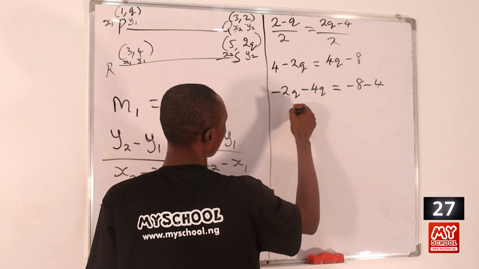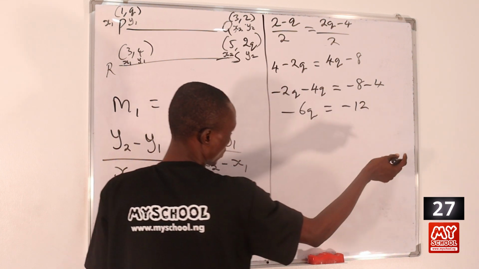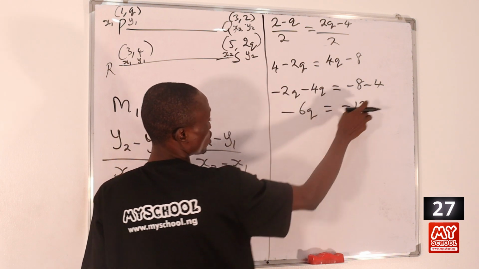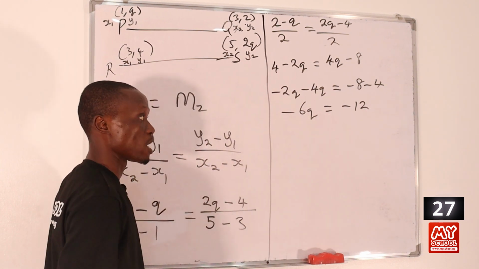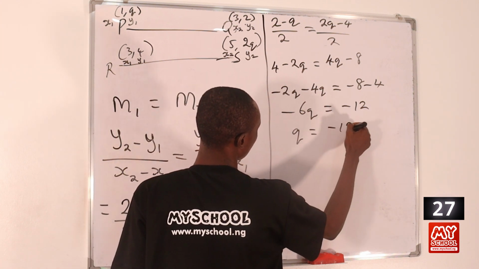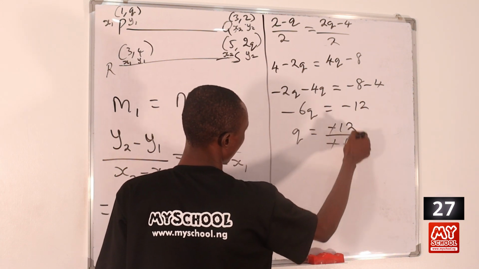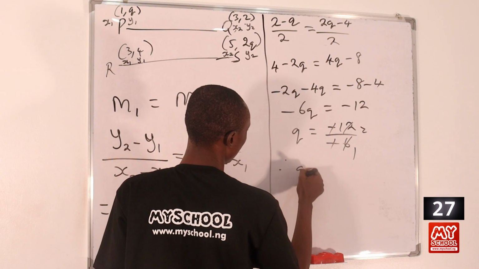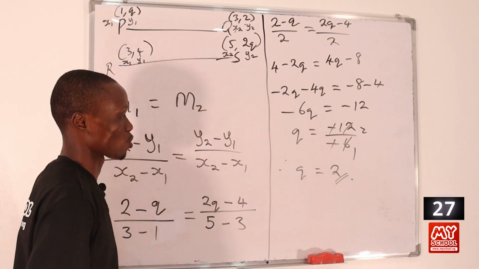So here we are now having minus 6q is equals to minus 12, because minus 8 minus 4 is equals to minus 12. So we divide both sides by the coefficient of q, which is minus 6, so that q is equals to minus 12 divided by minus 6. We cancel minus with minus, 6 here 1, 6 here 2. So that q is equals to 2. Okay, so the value of q is equals to 2.